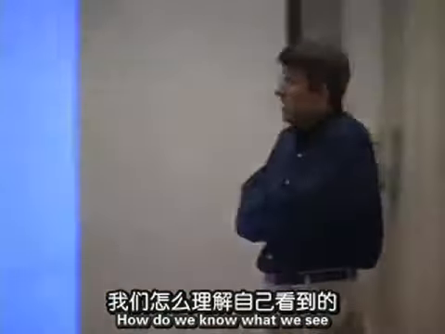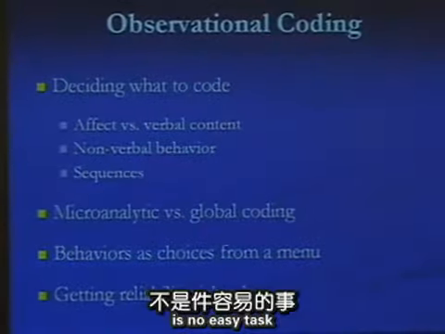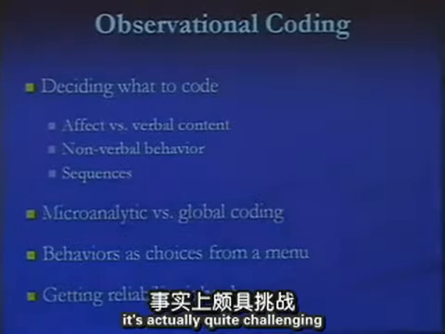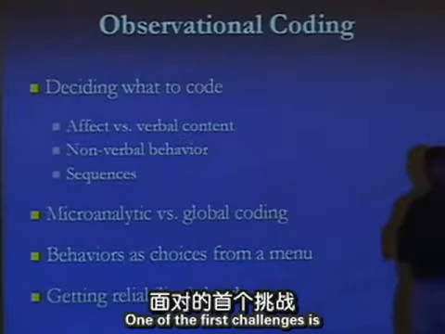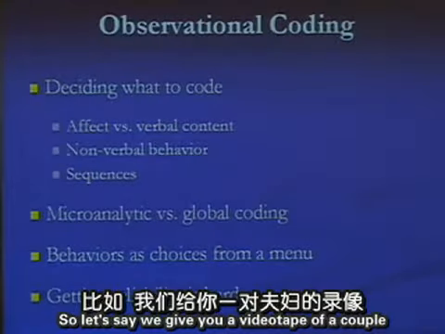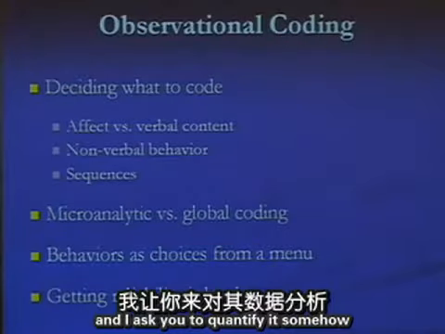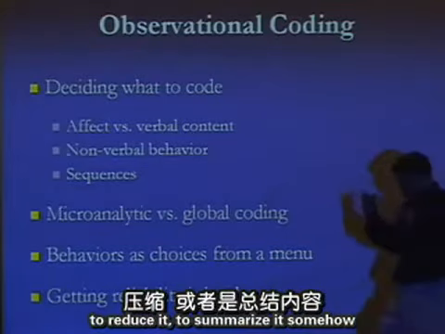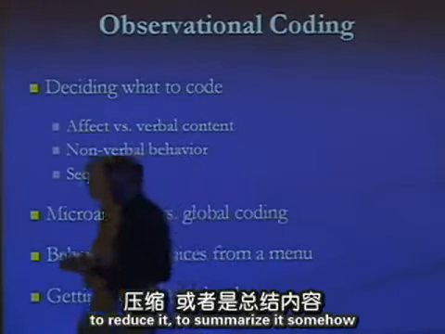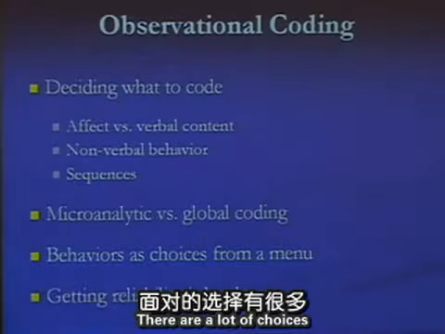And how do we know what we see? The problem is that coding these videotapes or audio tapes is no easy task. It's actually quite challenging. One of the first challenges is deciding what to code. Let's say I gave you a videotape of a couple talking about a problem, and I asked you to quantify it somehow, to reduce it, to summarize it somehow. How would you do it? On what basis would you do it? There's a lot of choices.